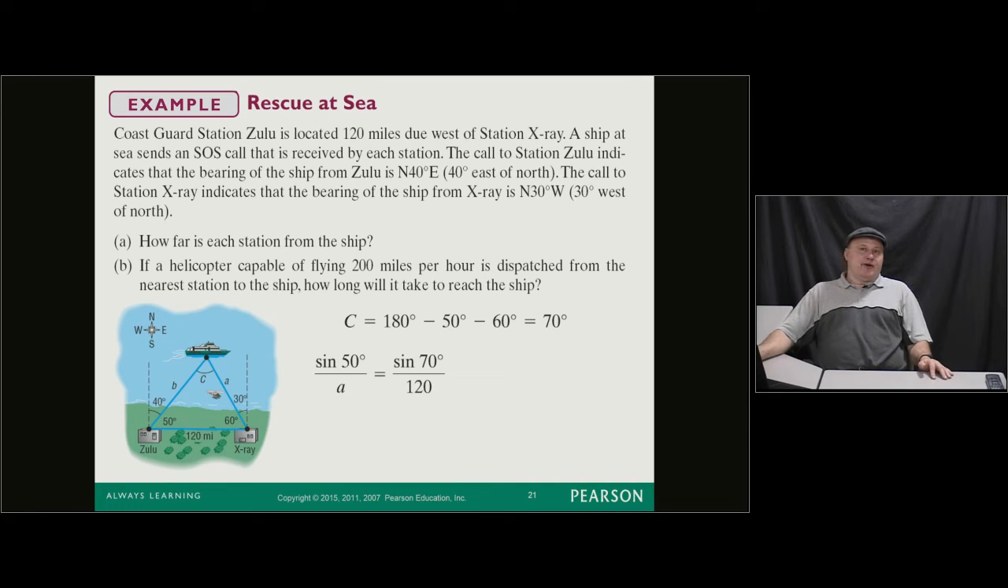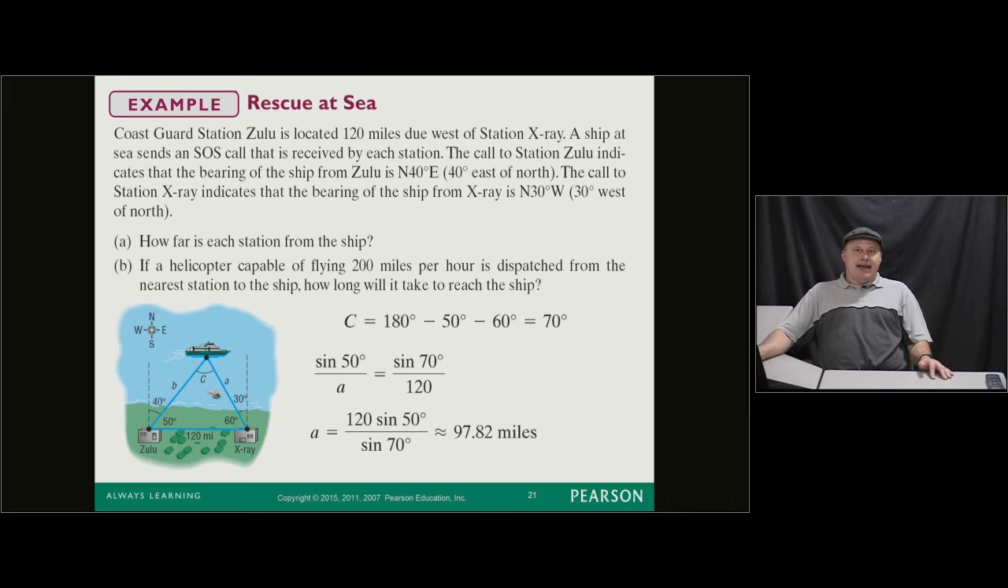And then it's just a matter of the law of sines. The sine of 50 degrees over A, which we don't know, equals the sine of 70 degrees over the distance the two stations are apart, which is 120 miles.